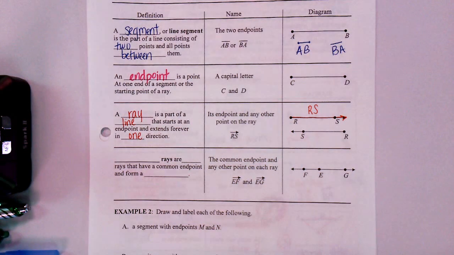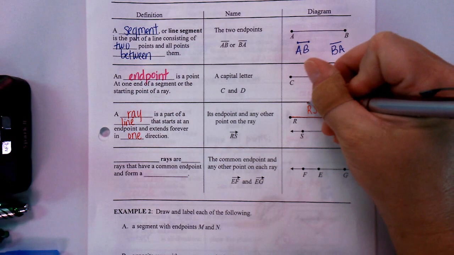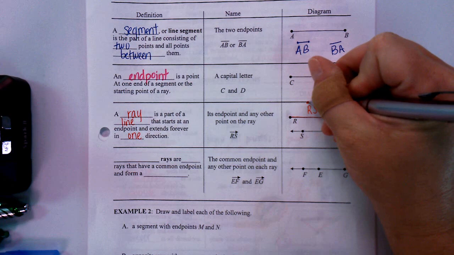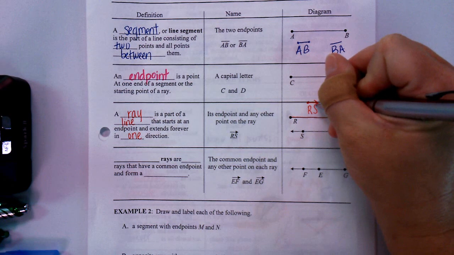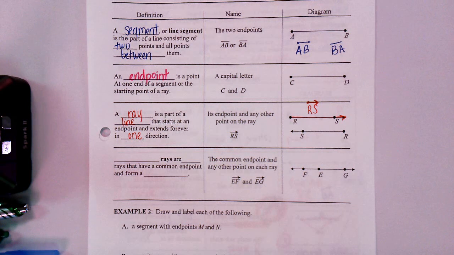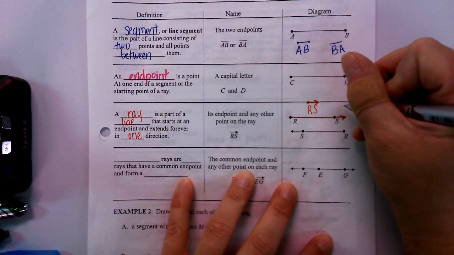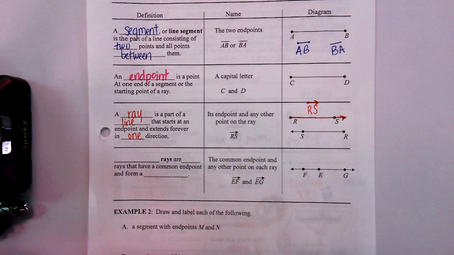Now I have to put the hat on exactly like I traced it. So I started with R, so that's where the point's going. And then I went through S, so that's how my arrow's going to go. Does that make sense? What if I wrote it? Nope, let's just do the next example.